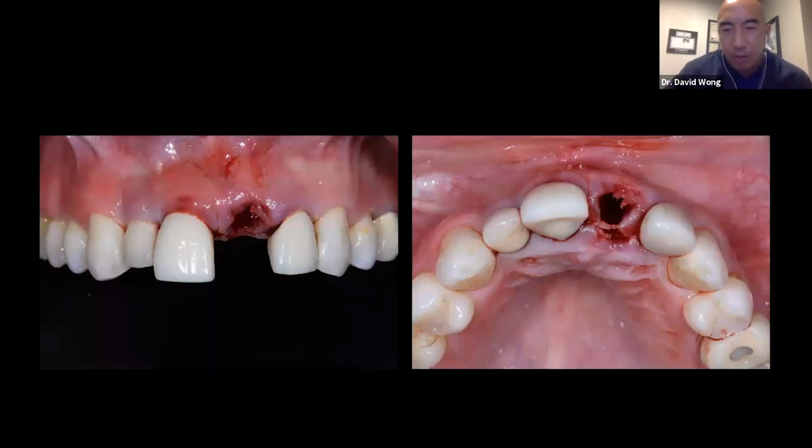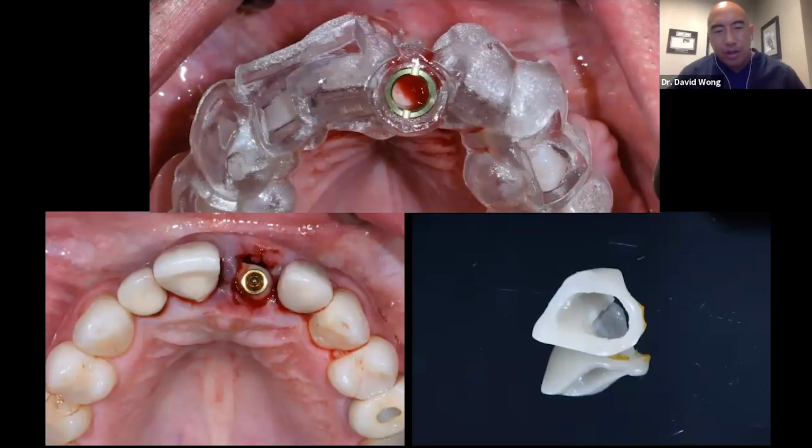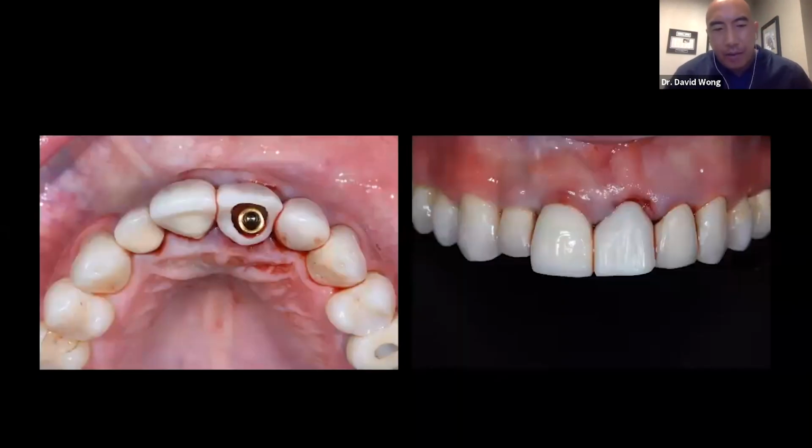We take out the tooth. Tooth came out relatively easily. We placed our static surgical guide, and then we actually got a template going for a little coping for our provisional. And then after the implant's placed, it's placed in the cingulum once again, so we can have a screw retained restoration. And here goes the crown.